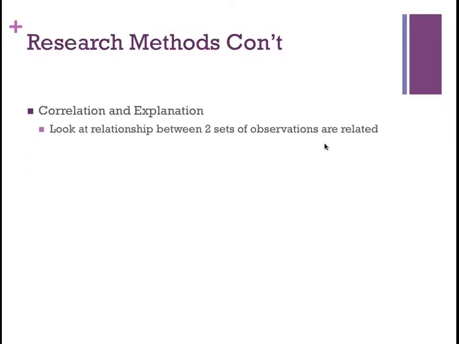Okay, next we see your correlation and your explanation. So you look at the relationship between two sets of observations and you try to determine, are they related? Is there a positive correlation? Is there a negative correlation? Or is there no correlation at all?